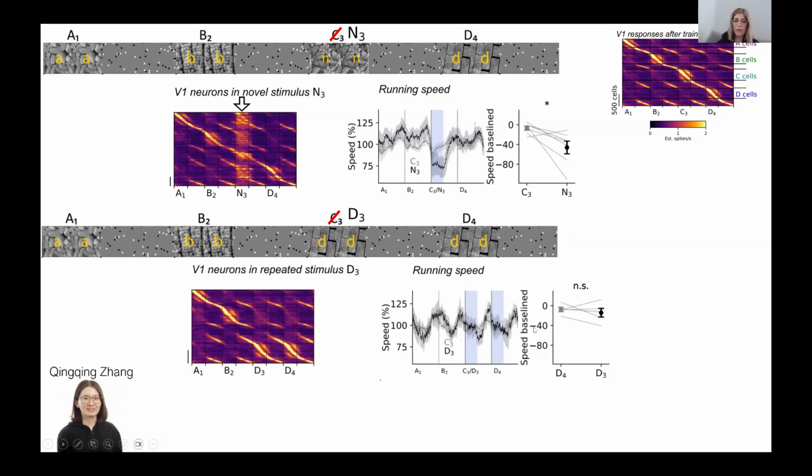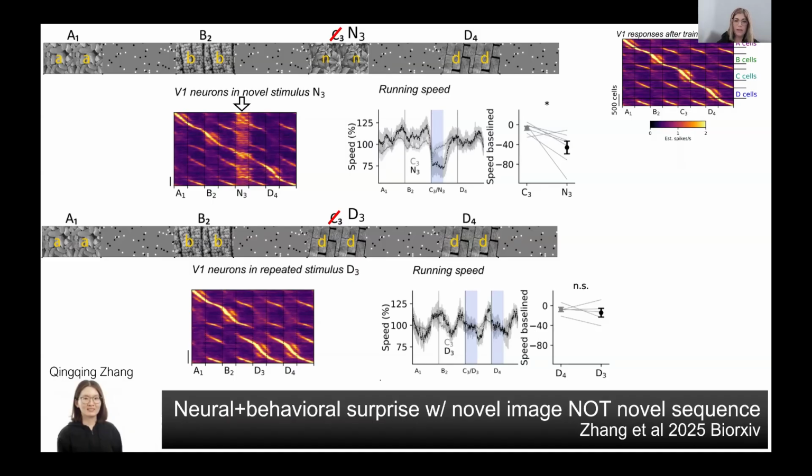So you should check out the preprint if you're interested in more details. But a lot of the plots we make in the preprint are of this sort, and we think it's really nice to illustrate the data across many neurons. And the summary is we think that neural and behavioral surprise is related to novel images, not novel sequences or temporal predictive coding.